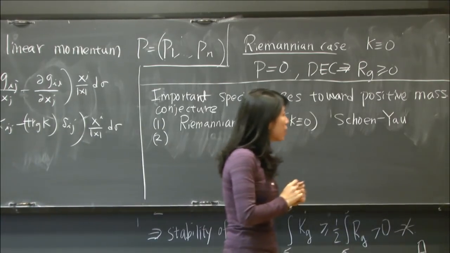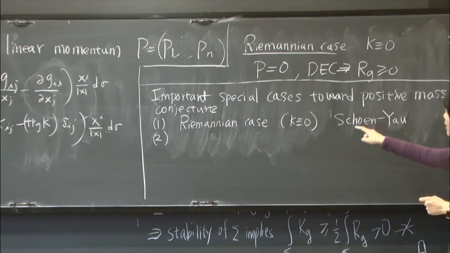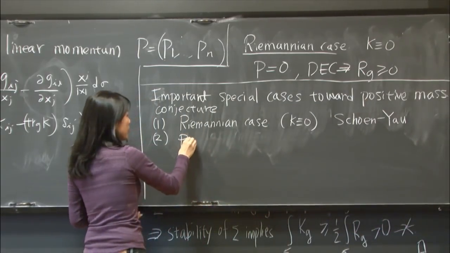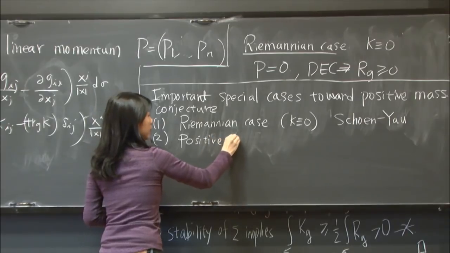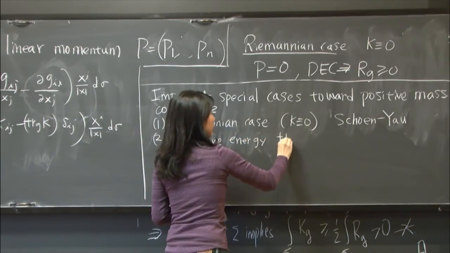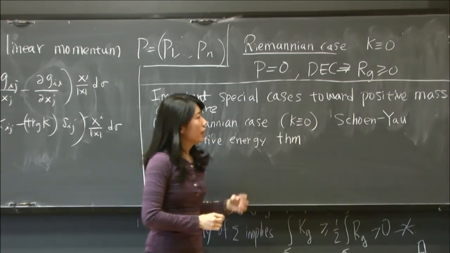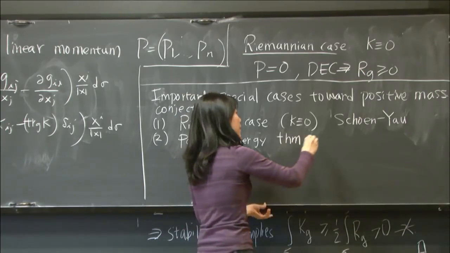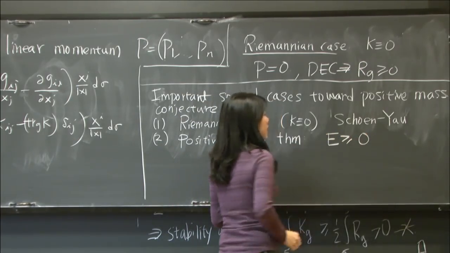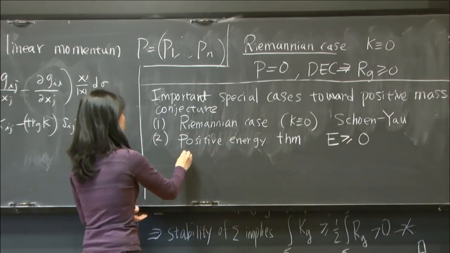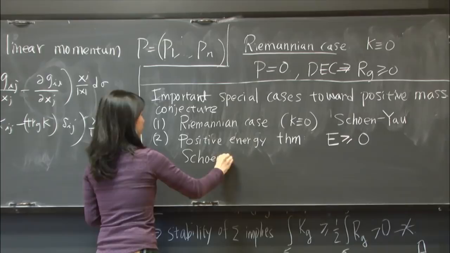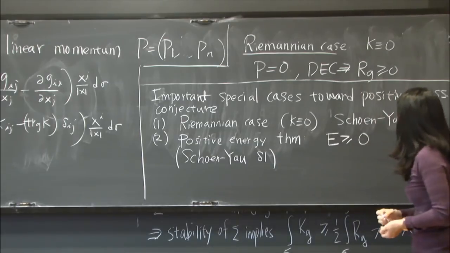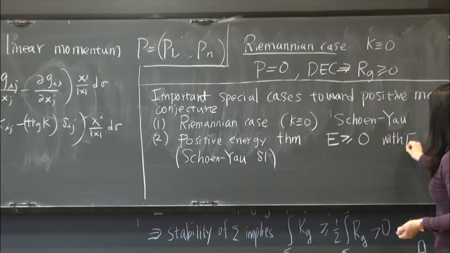And they also looked at the general case, not assuming K is 0, but the general initial data set. And they were able to prove, by a totally different technique, the so-called positive energy theorem, which is the statement that although there is a possible presence of P, they prove at least the energy is greater or equal to 0. So this is done by Schoen and Yau in '81. And with rigidity, if E is 0.